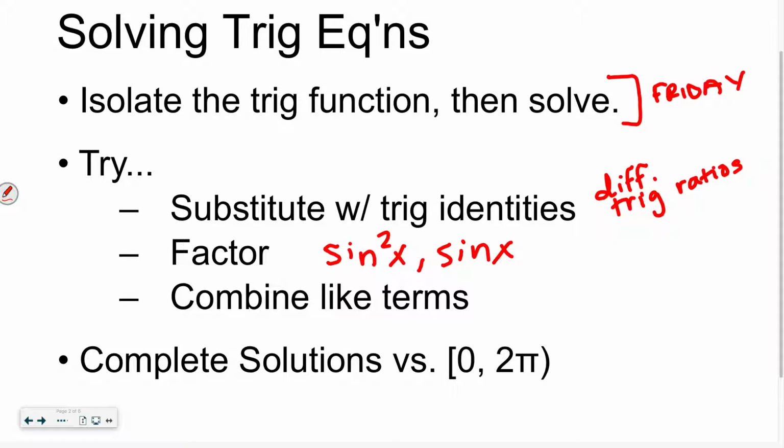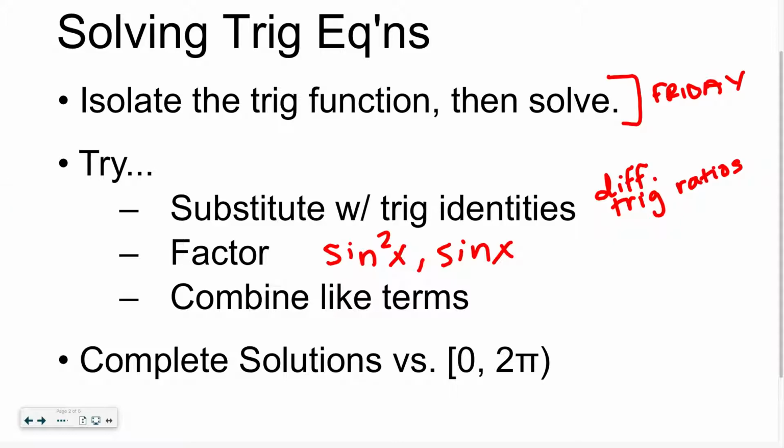The third one, combine like terms. We actually did one like that on Friday in our notes. We have one example where there was a sine x on the left, and there was a negative sine x on the right, and we needed to group them together, so we added sine x to both sides, and we got 2 sine x. So you might have to combine like terms in order to be able to solve.